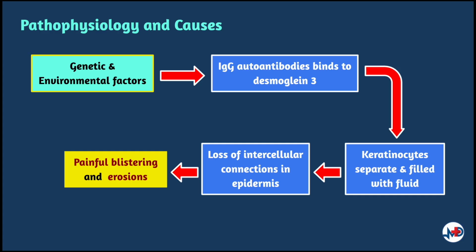Pemphigus vulgaris is a result of a type 2 hypersensitivity reaction in IgG autoantibodies binding exclusively to the desmoglein component, which is a cadherin-like adhesion molecule, specifically desmoglein 3. This protein is found in the desmosomes in the keratinocytes near the bottom of the epidermis. As a result, the keratinocytes separate from each other and the space is subsequently filled with fluid. Thus, there will be loss of intercellular connections in the epidermis, leading to painful blistering and erosions. Do take note, any minute shearing forces will shear off the entire epidermal layer.